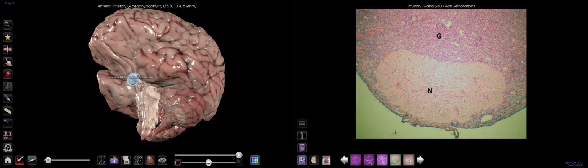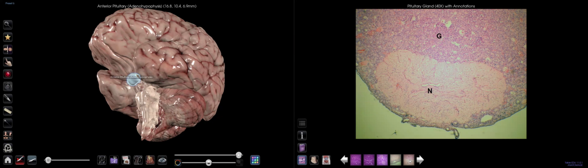Remember we said that the posterior pituitary is known as the neural hypophysis because it's made out of neural tissue. And the anterior pituitary, remember, produces those six anterior pituitary hormones, so it's made out of glandular tissue. The posterior pituitary is not creating its hormones, ADH and oxytocin. It is just storing and then secreting them. Remember, the posterior pituitary hormones are made up in the hypothalamus.